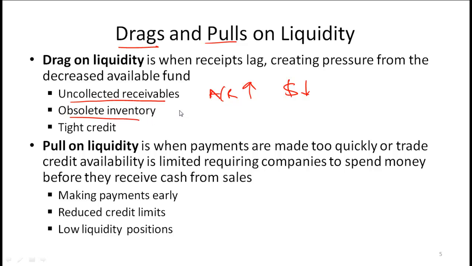Similarly, obsolete inventory, that means your inventory balances are going up. That means you are not selling your inventory, which means that you are not getting your cash. Or the side impact is that inventory is becoming older and potentially you might not even be able to sell it later. Tight credit means that you are having trouble raising money from the bank or whatever other source you get your money from. So all these are collectively referred to as a drag on liquidity.